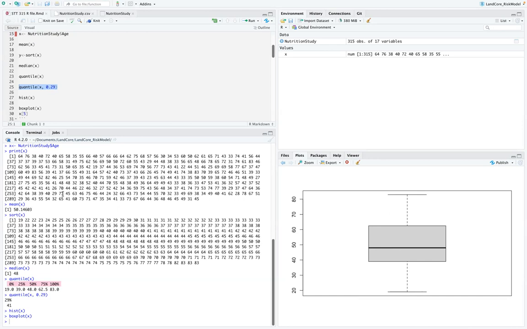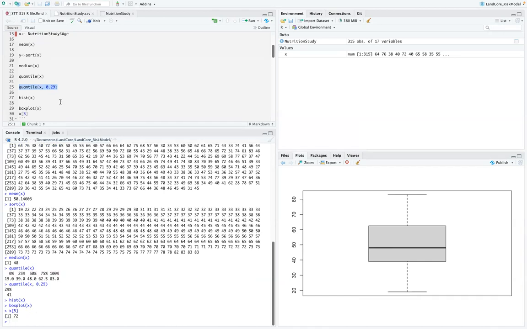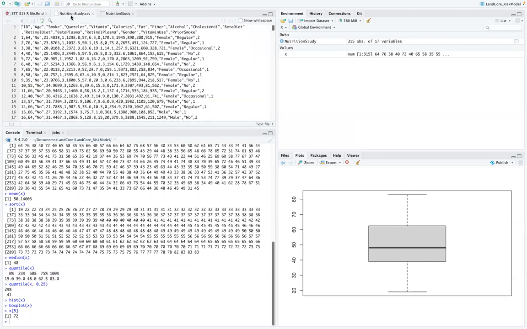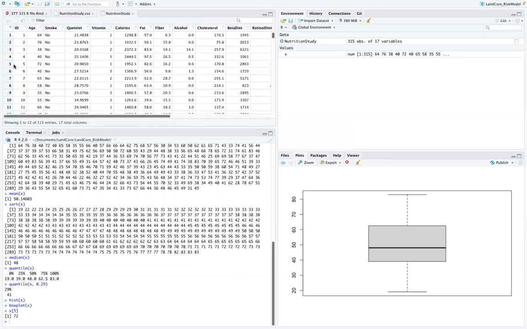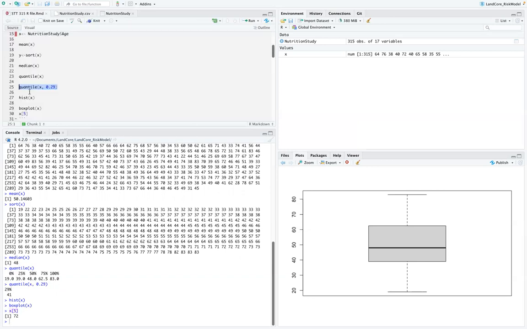And then there's also a hint in part G. To access the element X in position 5, we can do X and then these brackets and put 5 here, and that gives 72. So if we look at our fifth person in our sample, their age is 72. So this is how you would find it using a function in R. So you would use the bracket.